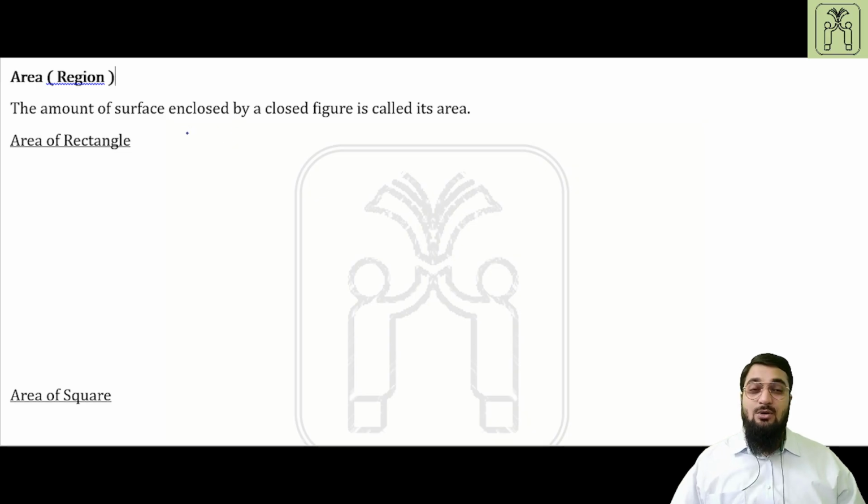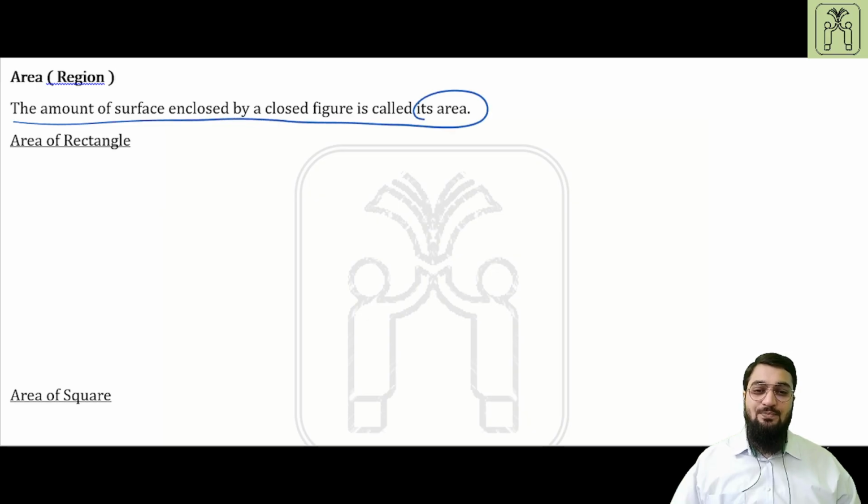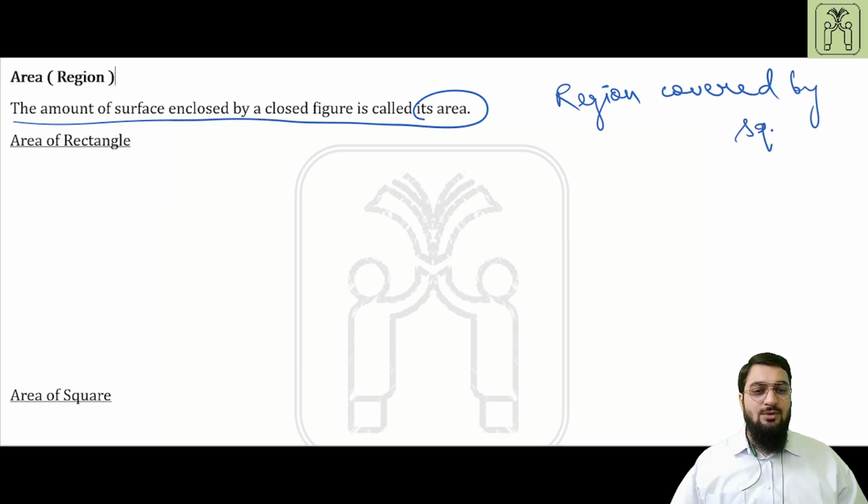Coming to the topic of the day, that is area. So what is area? Area is the amount of surface enclosed by a closed figure, and therefore it is called its area. For example, the region covered by a square is called the area of the square.